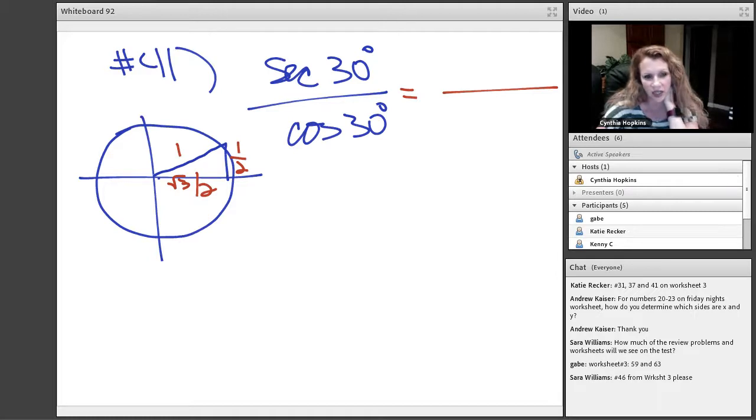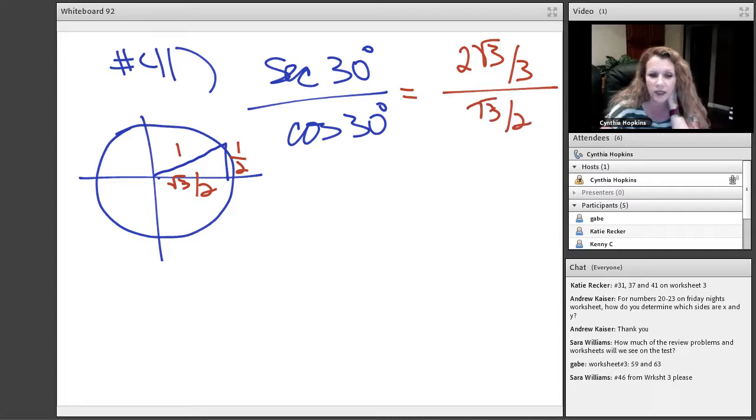And I've rationalized the reciprocal of that often enough that I know the reciprocal of rad 3 over 2 is 2 rad 3 over 3. And then I want to divide that by the cosine of 30, which I just said was rad 3 over 2. Okay, so that's finding the values.